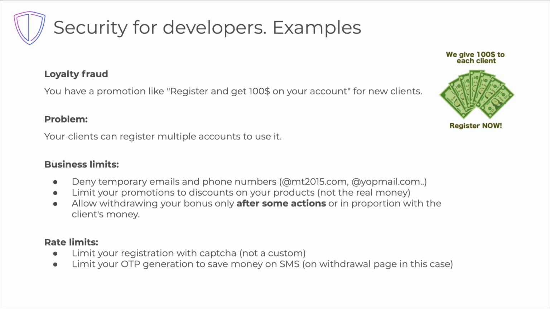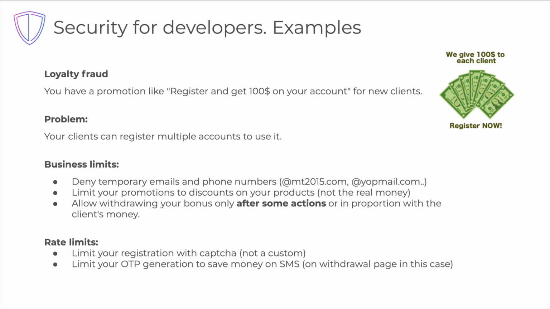Common temporary emails used by fraudsters may end with domains such as @mt2015.com and youpmail.com. Avoid giving away real money by limiting your promotions to vouchers and discounts. If you can't avoid giving away real money, then at least make it possible for the user to withdraw the bonus only after performing certain actions or in some proportion to customers' money.